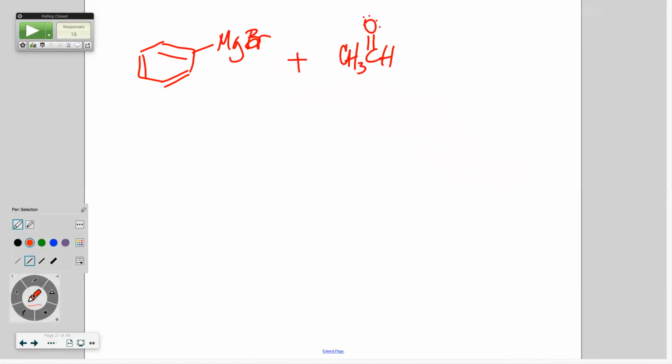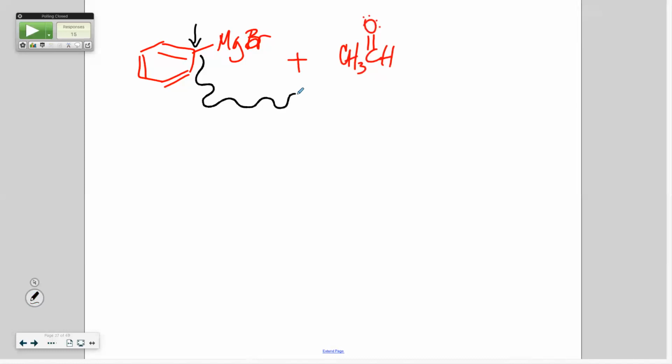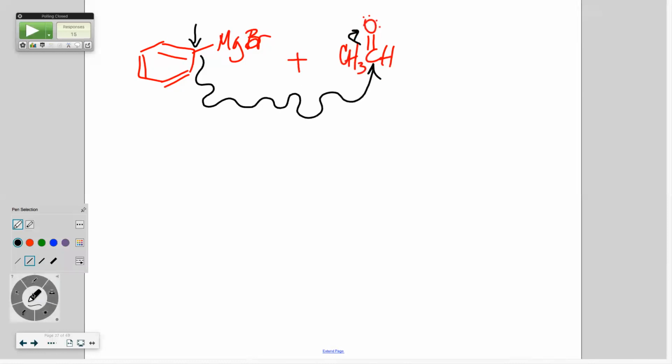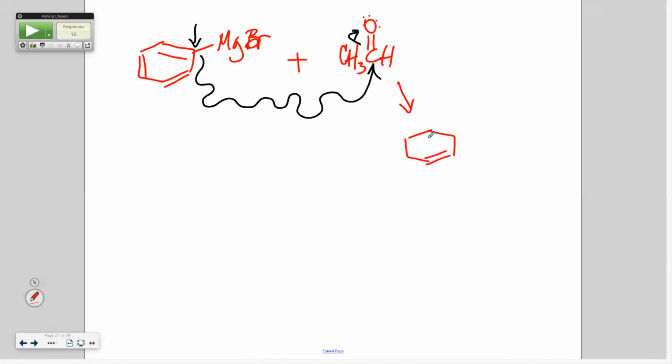Okay, so what happens in this reaction? What can you tell me about this carbon right here? It's going to be the nucleophilic carbon, right? Where does it go on acetaldehyde? Which carbon? There's two. This one, the carbon of the carbonyl. And then you gotta follow through, okay? All right, so can you draw what you have now after that step? And I don't care if you draw your benzene ring, if you write Ph, that's okay.